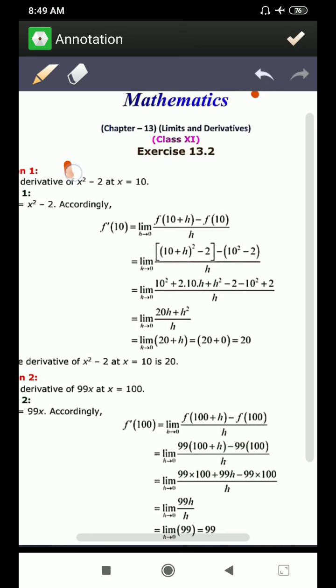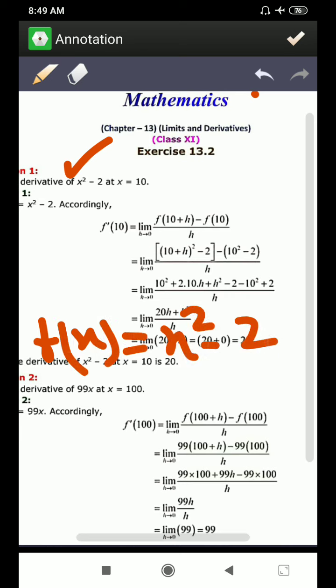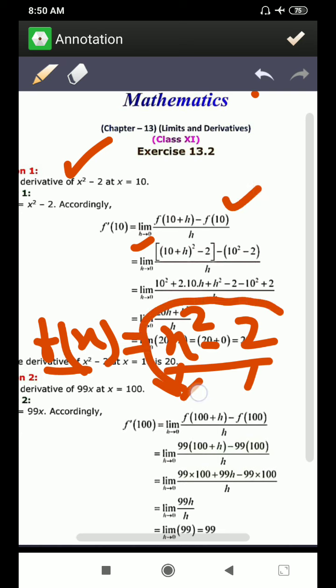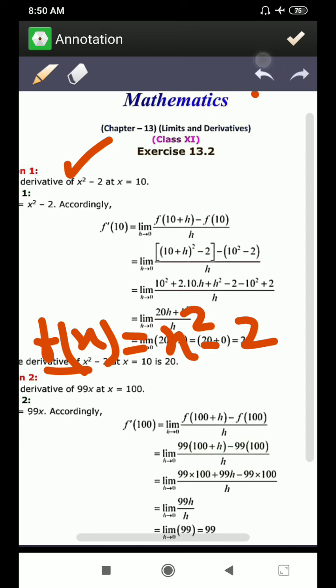For us, the function f(x) given is x square minus 2. Suppose you want to calculate f(10 plus h). In this, on both sides you replace x by 10 plus h. So f(10 plus h) will be (10 plus h) whole square minus 2. Similarly, to get f(10), in the same function you replace x by 10. So it is 10 square minus 2, you can see. So I have replaced the values of f(10 plus h) and f(10).